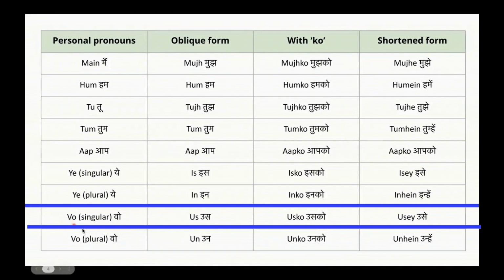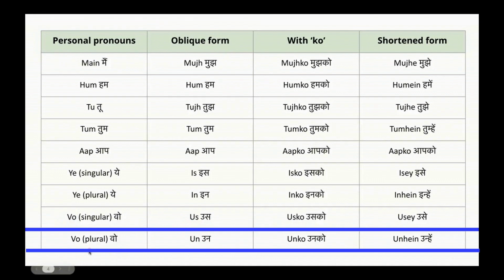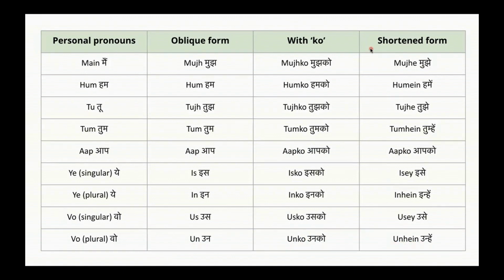Wo as the informal form changes to us. And then you have usko when ko is appended to it. Usko. The shortened form is usse. And in its plural or its polite form, wo changes to un. Unko and unhe. Now I will use these shortened forms, that is the ones given in the fourth column, in let me sentences, and I will also explain what each sentence means. I am going to use only one verb, that is bolna, with all these pronouns.